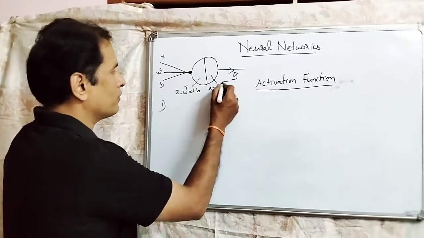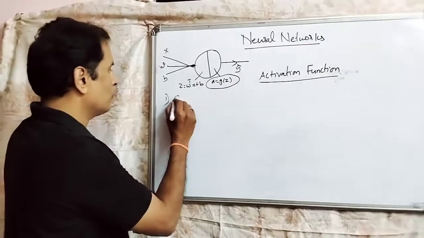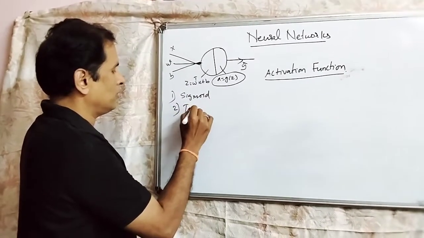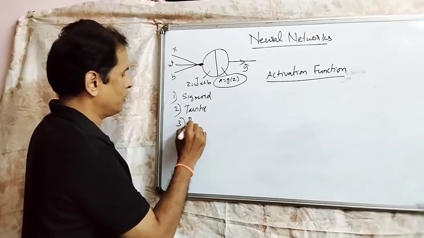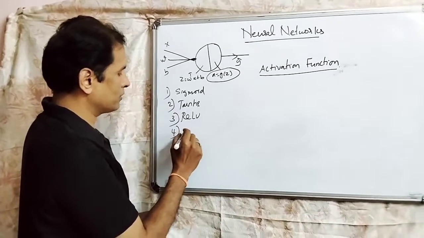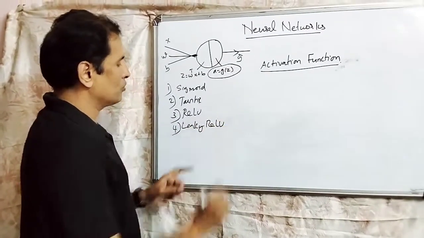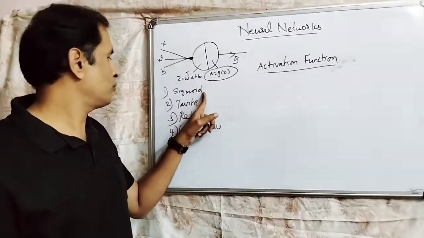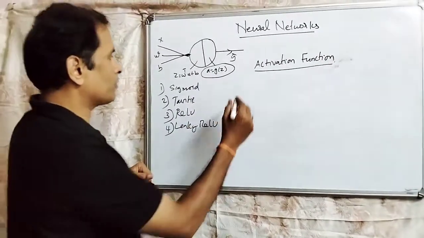There are several types of activation functions available. It involves the sigmoid function, then the hyperbolic tangent function, then the ReLU function. There are several other activation functions available, but today I am going to discuss only these three functions: sigmoid, tanh (the hyperbolic tangent function) and the ReLU function. So let me start with sigmoid.